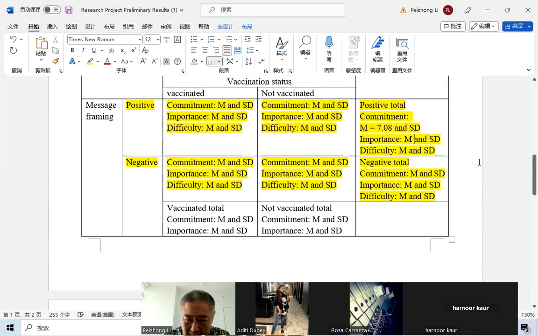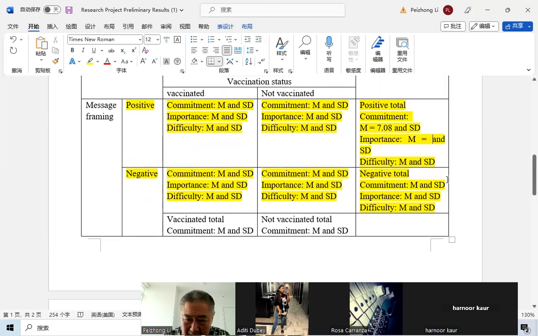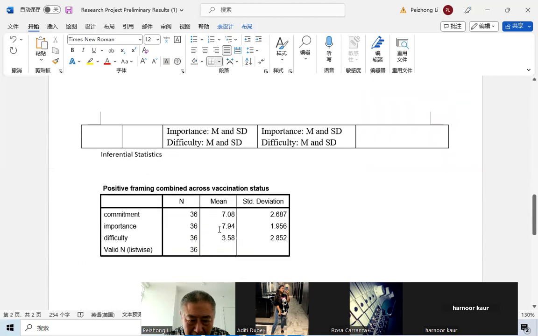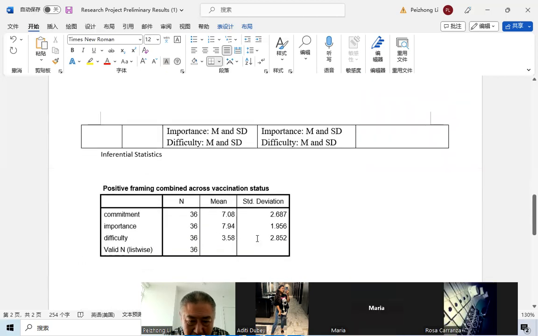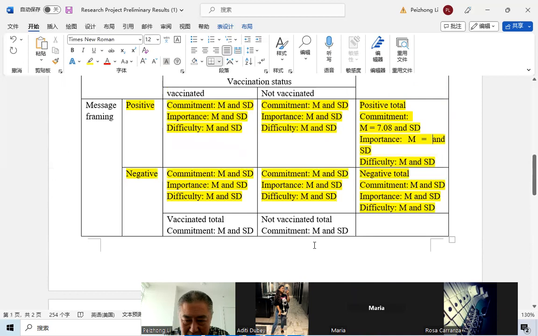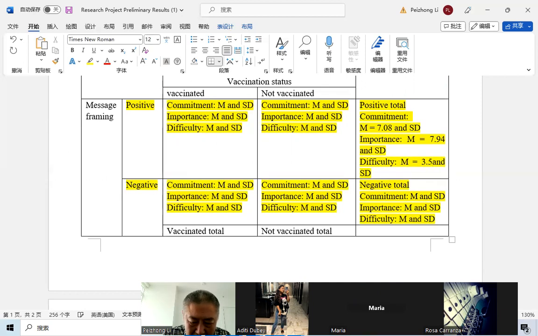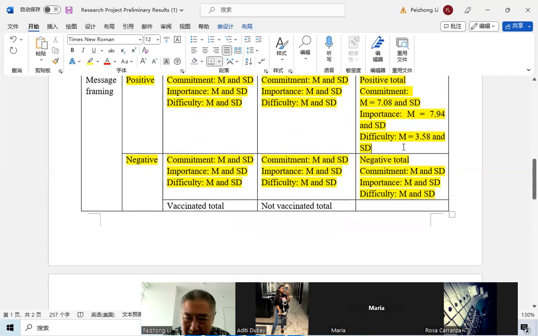How about importance? The importance mean is 7.94. But the difficulty mean is 3.58. Leave the standard deviation alone for now. So here you have these numbers.